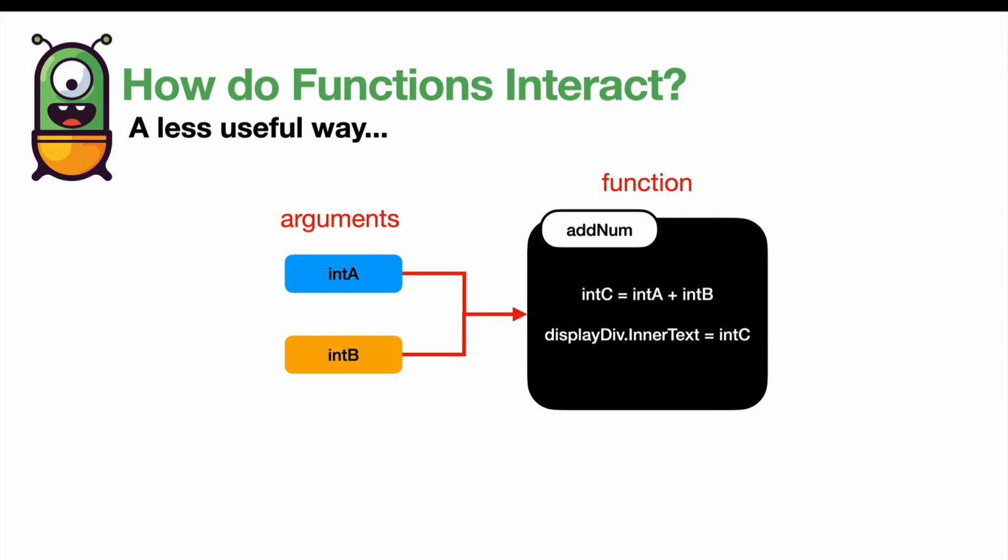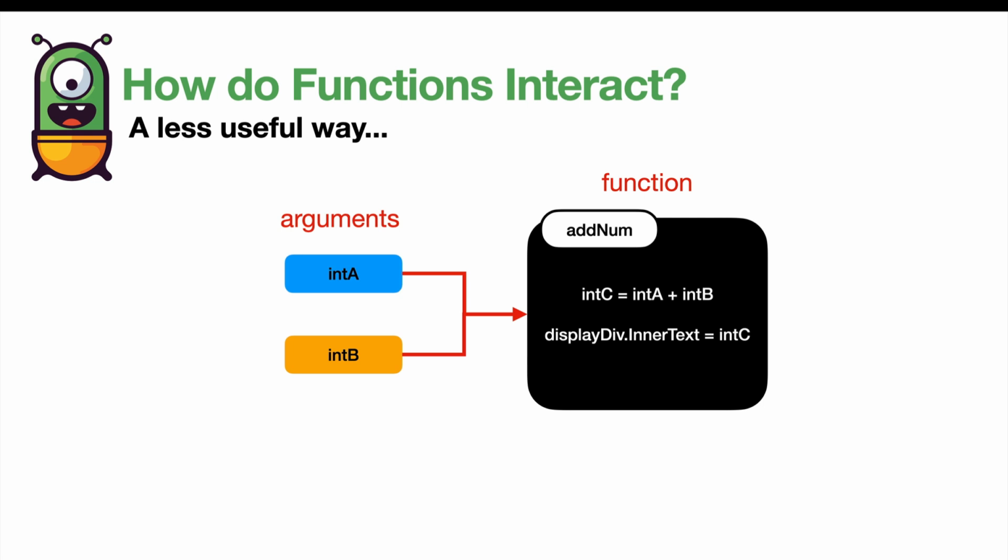Another way that we can interact with functions that's slightly less useful is inside the function specifying what happens to the result. You'll notice that this one doesn't have a return statement. In other words, what it does is it takes those two arguments, it adds them together into an integer, a third integer called int c. So int a plus int b equals int c. And then it takes int c and it directly impacts a piece of the page.